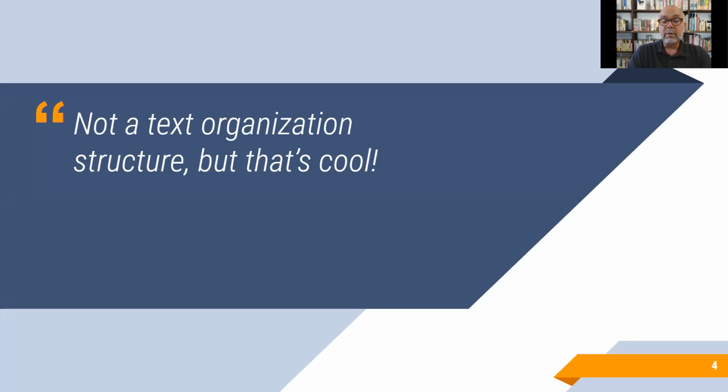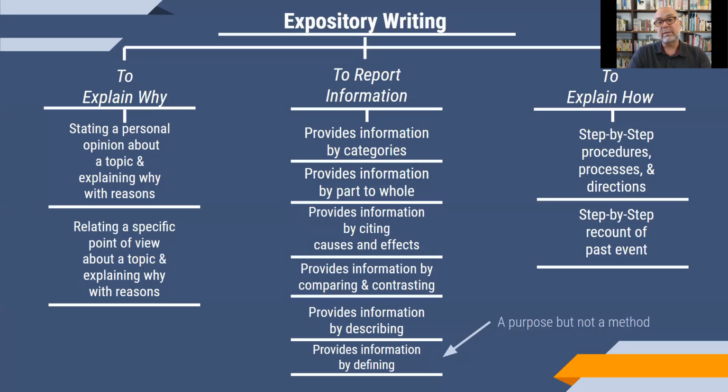All right, so another really big thing to understand about circle maps is that circle maps are not a text organization structure, but that's cool. We're glad for that. We need some maps that are not text organization structures. Now, what do I mean by that? Well, I have these terms I like to use with my kids when we're talking about close reading, and I differentiate between the purpose of the writing that they're looking at, particularly if it's expository writing. These are all the different categories of expository writing that are identified right from the beginning.